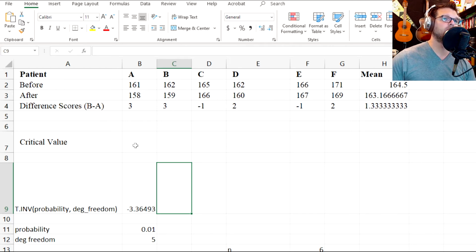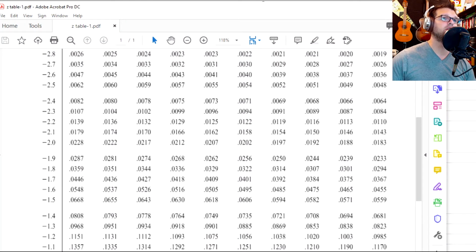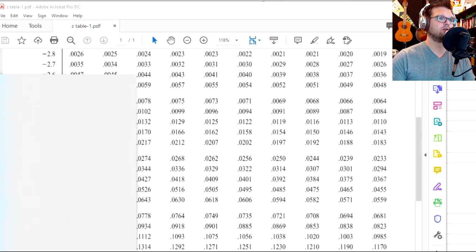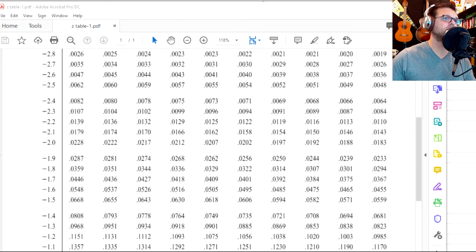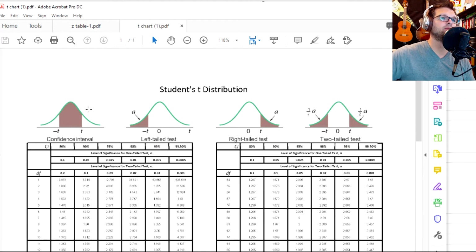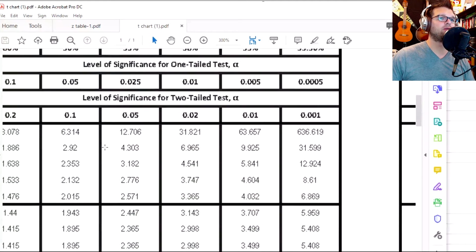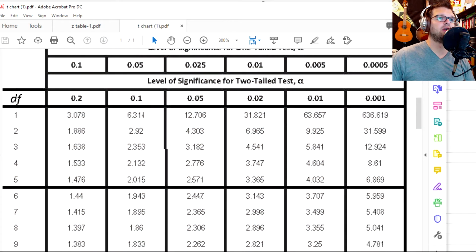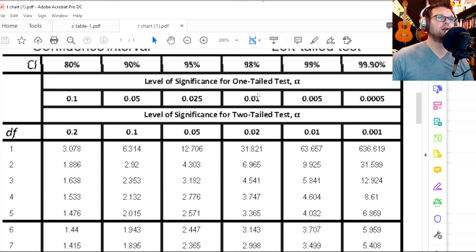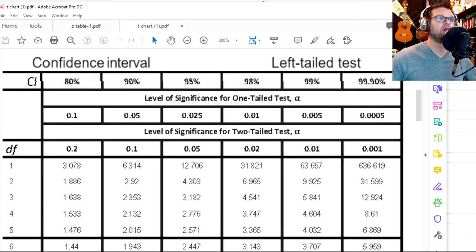And there are multiple ways to calculate the critical value. We can go with the most traditional way of calculating the critical value by pulling up the t-chart. This is not the t-chart, this is the z-chart. So let me see if I can get the t-chart really quick. There we go, t-chart. And remember, the degrees of freedom that we have is 5. And the alpha is going to be 0.01. And so remember the level of significance for a 1 tail, for a 2 tail, and then the one up here is a confidence interval.